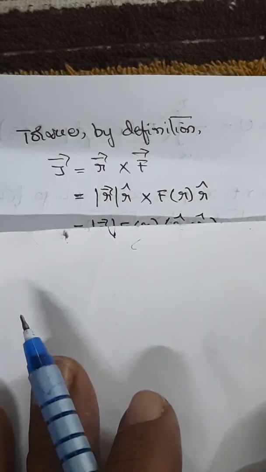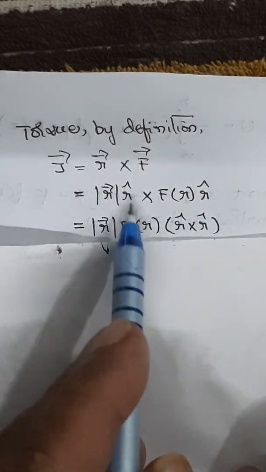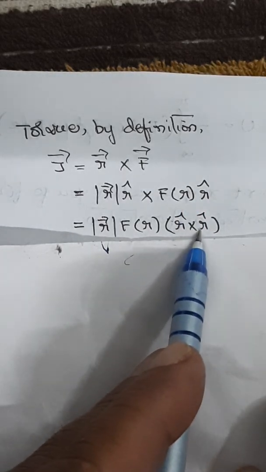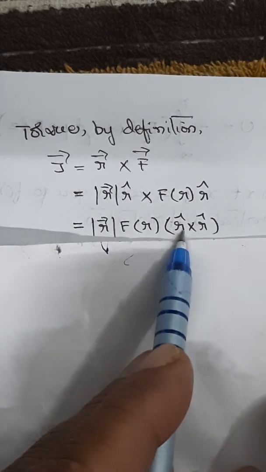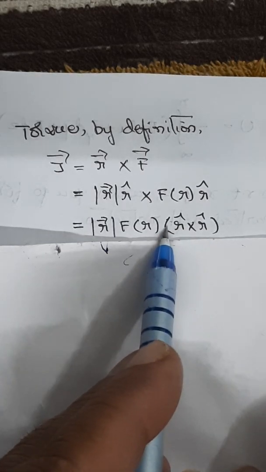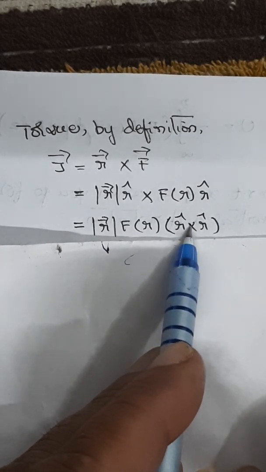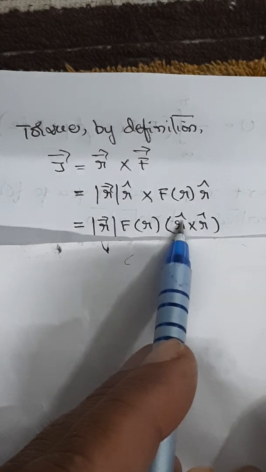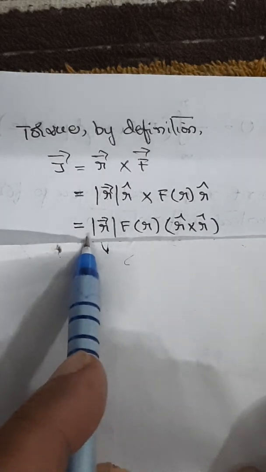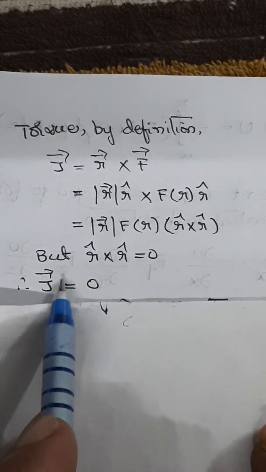Okay, you can just readjust that like this. You can write it as magnitude r into F(r) into r cross r cap, where r cap means unit vectors. In unit vector terminology, this is r cap cross r cap. They are parallel vectors, so automatically the angle between them is 0. Therefore sin theta is 0, and sin 0 is 0. Therefore the whole thing will become 0. That means the entire torque, because r cross r is 0, torque will be 0.